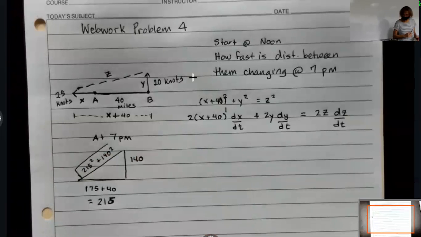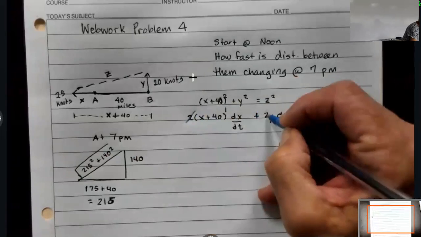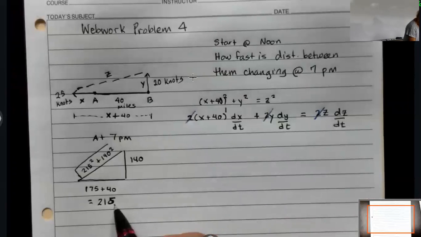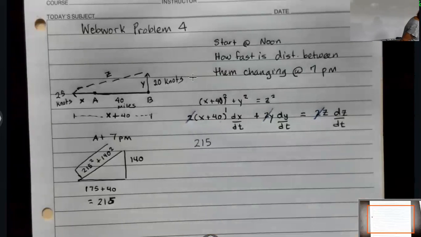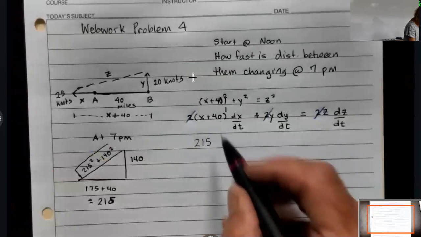We've got some extra 2's here that we can cancel. So let's do that. Let's get rid of some of those 2's and cut my numbers down just a little bit. So I'm going to divide everything by 2. And now I'm going to fill my numbers in. The x plus 40 was the 215. Dx dt is the 25.